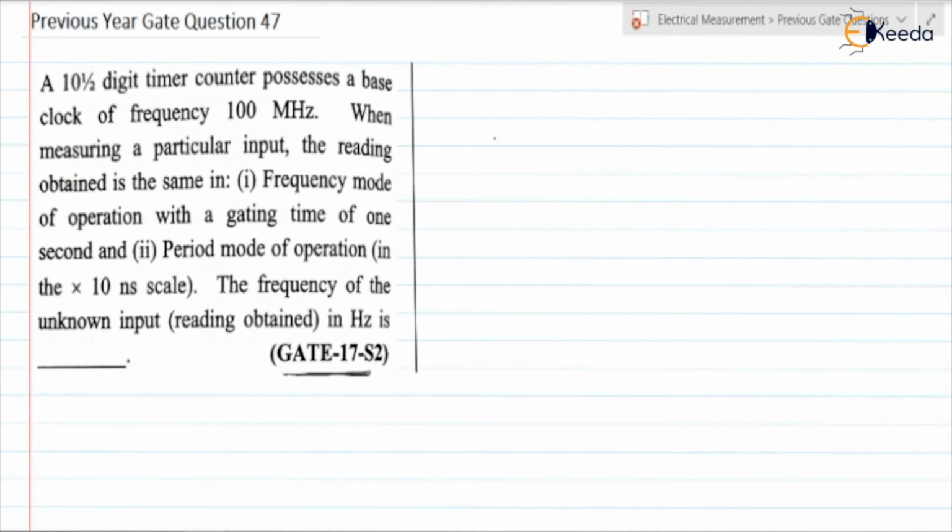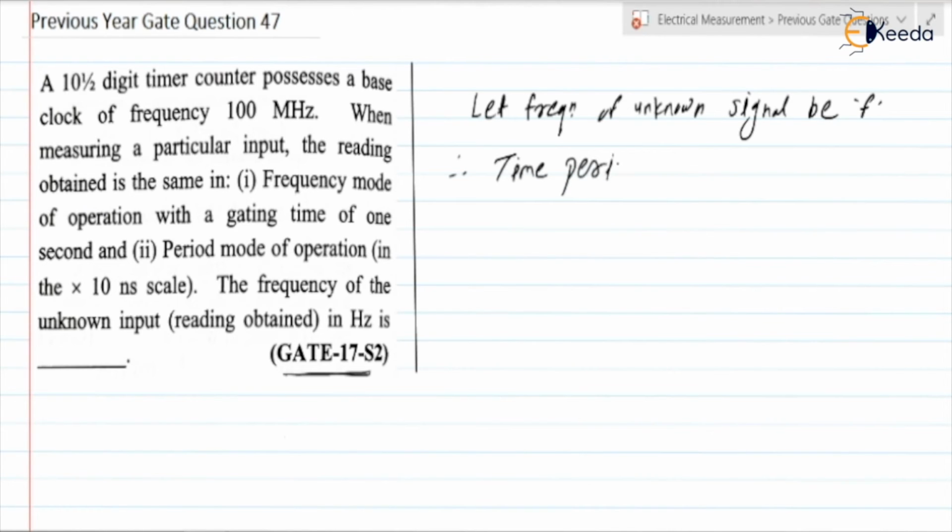So here we can write, let the frequency of the unknown signal be f. Therefore the time period of the unknown signal is equal to 1 by frequency, right? Since the time period is 1 by frequency.